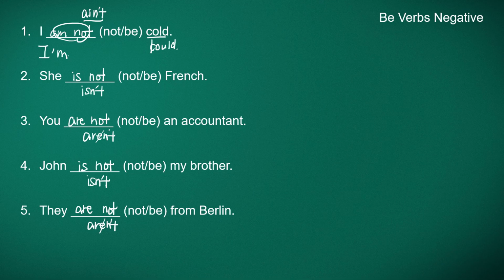I'm not cold. She isn't French. You aren't an accountant. John isn't my brother. They aren't from Berlin. I'm not cold. She isn't French. You aren't an accountant. John isn't my brother. They aren't from Berlin.